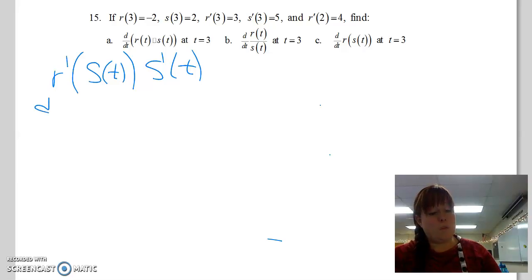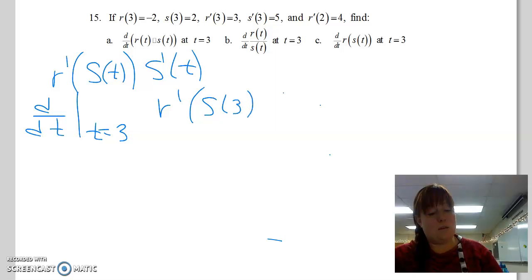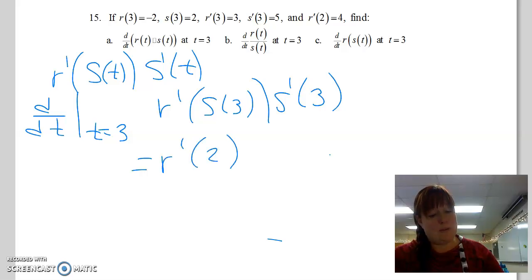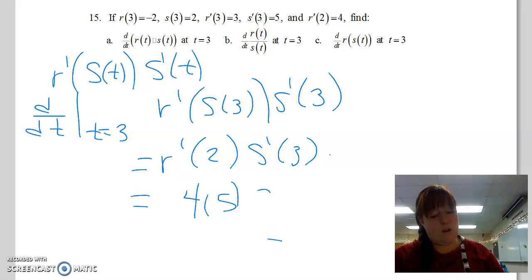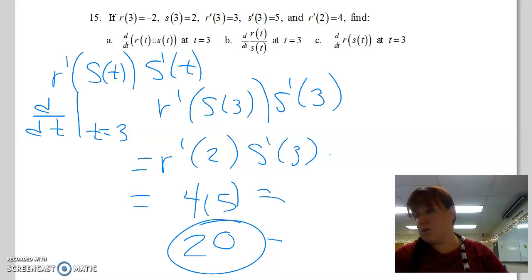So d dt evaluated at t equals 3 is going to be r prime of s of 3 times s prime of 3. Okay, well, let's see. S of 3 is 2. So this equals r prime of 2 times s prime of 3. And it told us that r prime of 2 is 4. So this is going to be 4 times s prime of 3, which is 5. And we get 20 for our derivative there.